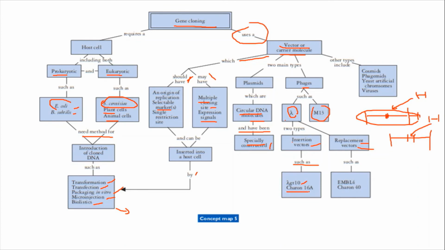Other types are there. We know cosmids, phagemids like this. These are the phagemids. Yeast artificial chromosomes and some viruses. Okay, you know very clearly about that.